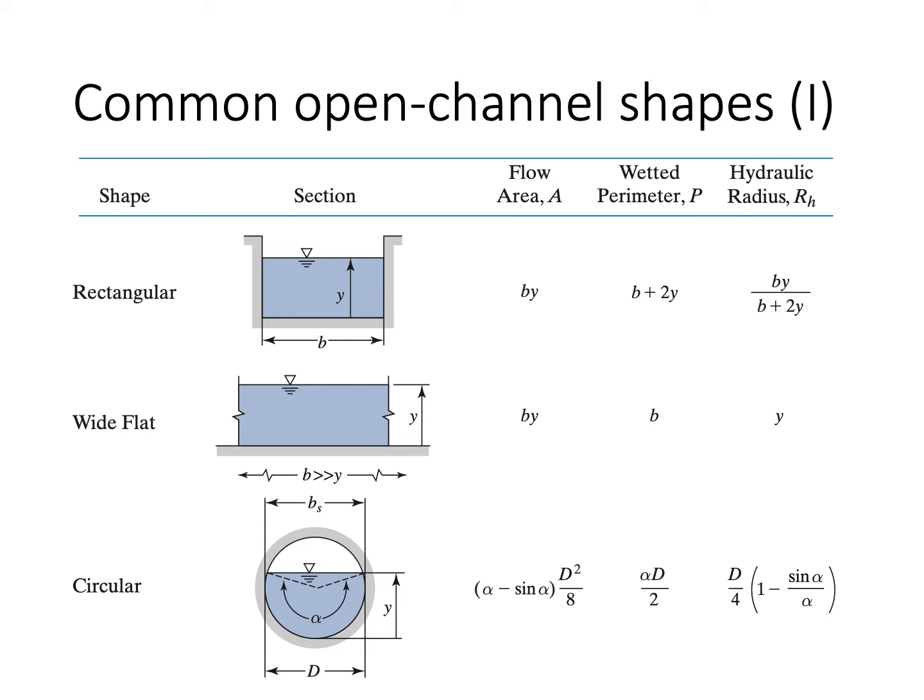Similarly, we can have a wide flat channel. In this case, the horizontal dimension b is much greater than the vertical dimension y. So in the wetted perimeter, we can neglect the 2y term that we had in the previous rectangular channel. Then the last example is a circular channel that has the formula shown below.